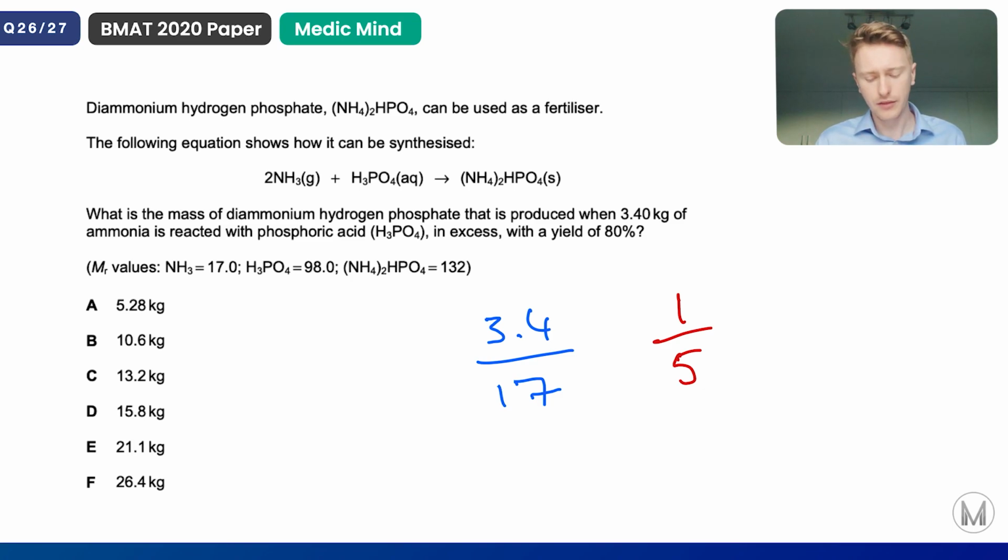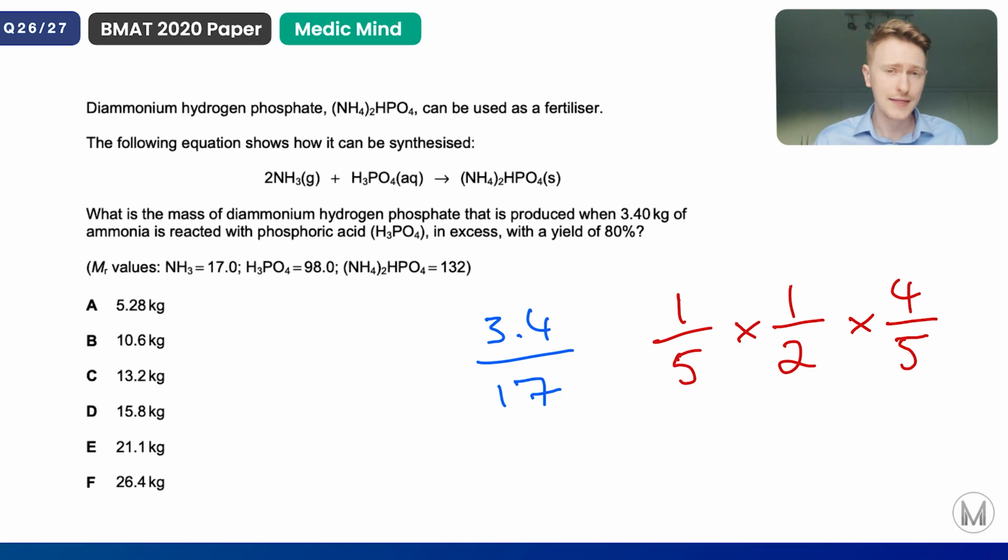Now we've got 1/5, we now have to move over to find out how many moles of this we have, which should be half. We also have to remember that we've got a yield of 80%. So essentially, we're multiplying this by 4/5. The reason I've kept it in fractions and not decimals or percentages is because sometimes you can cancel things out. In this case, it's not particularly helpful, so by all means go ahead with decimals and percentages.